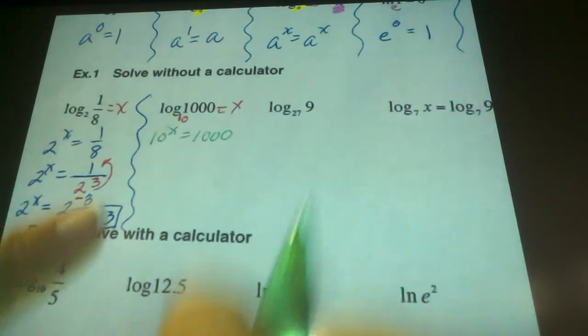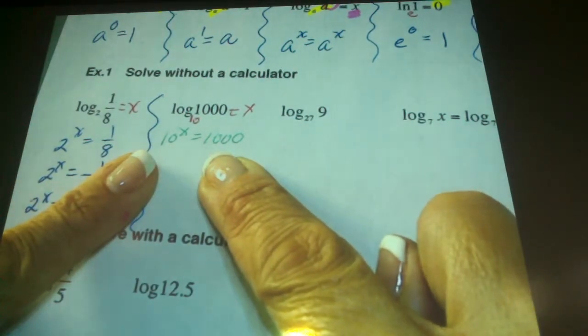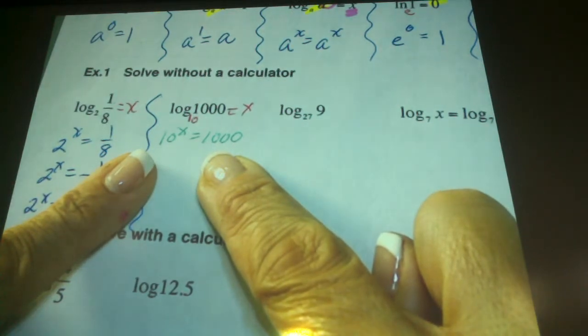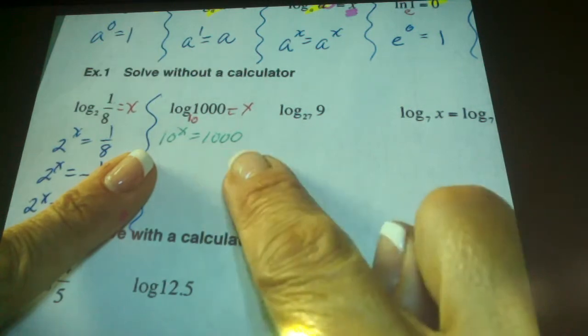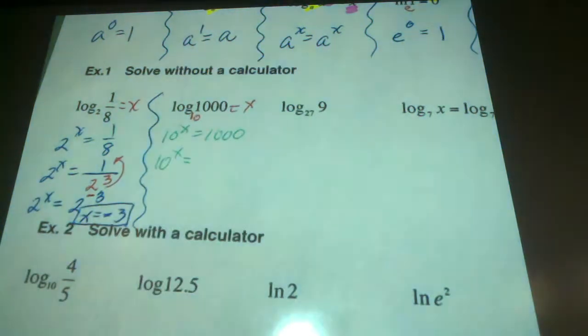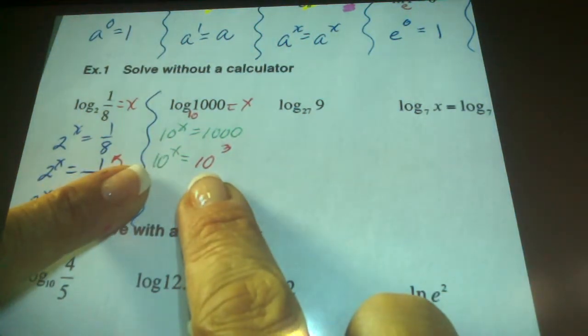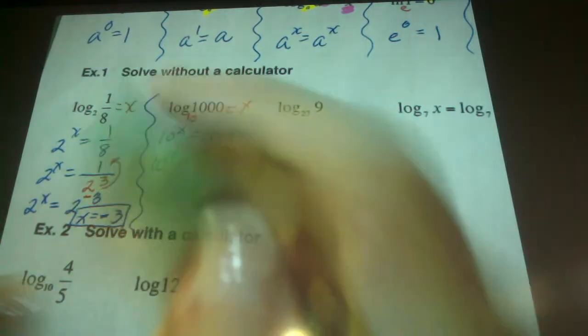So look at your smaller number, 10. Can I convert 1,000 into something to the 10? Yep. How many 10s are there in 1,000? There's 3 zeros, so it is 10 cubed. So we have 10 to the x is equal to 10 cubed. So now I have the same base. What do you conclude? x equals 3. Very simple, right? x equals 3.